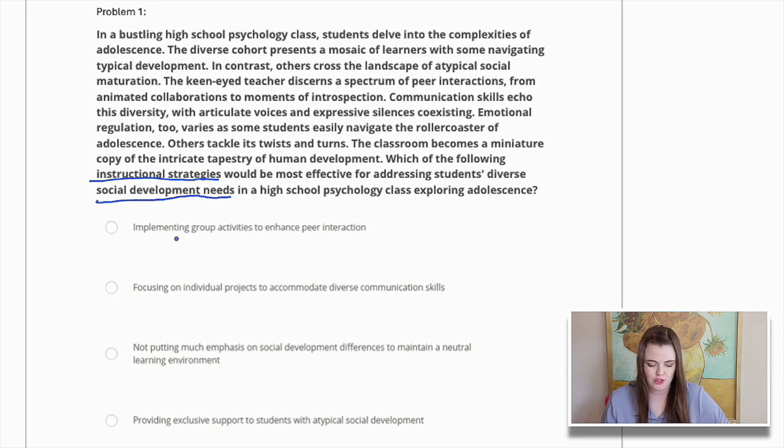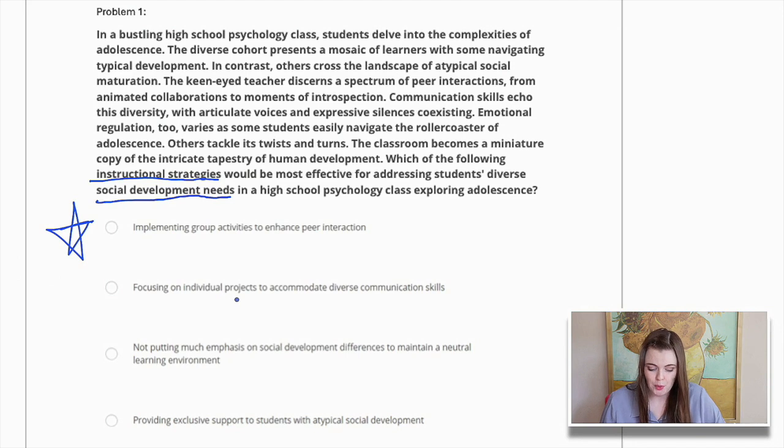All right, our first answer choice, implementing group activities to enhance peer interaction. So we're looking for answer choices that will help our students' social development, and implementing group activities will give them more interaction with their peers and they'll be able to build on their social skills. So I definitely think that this is a great answer choice.